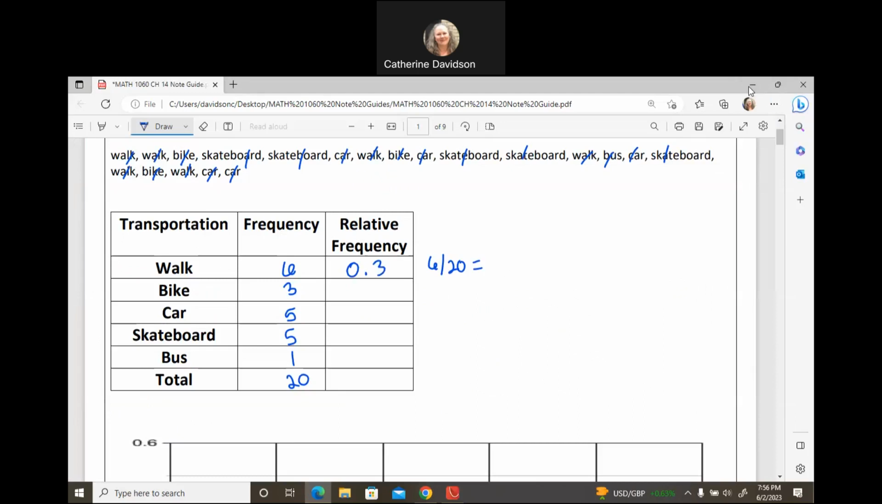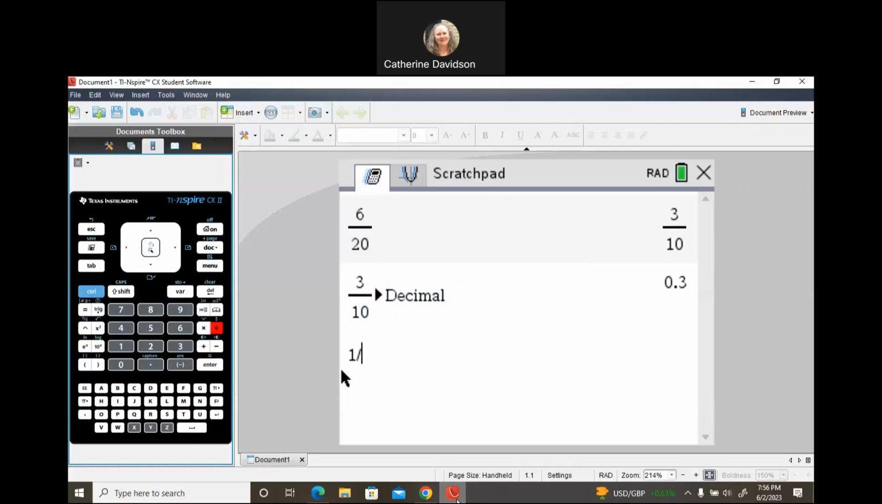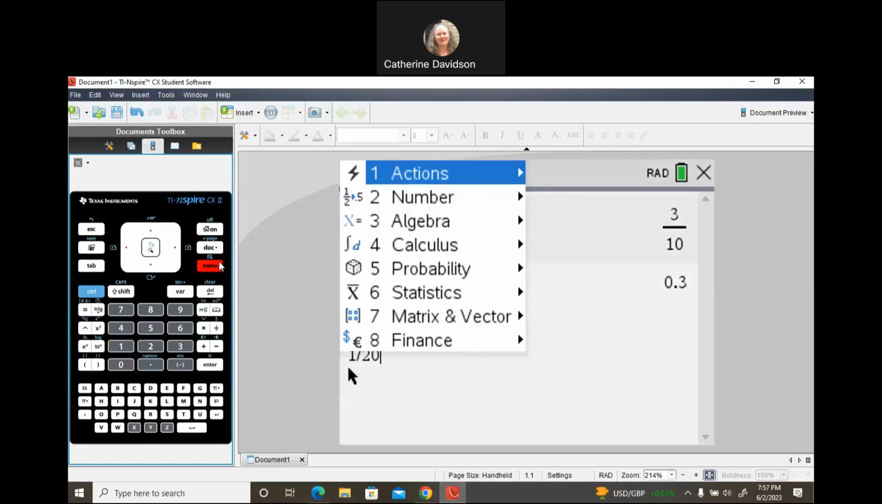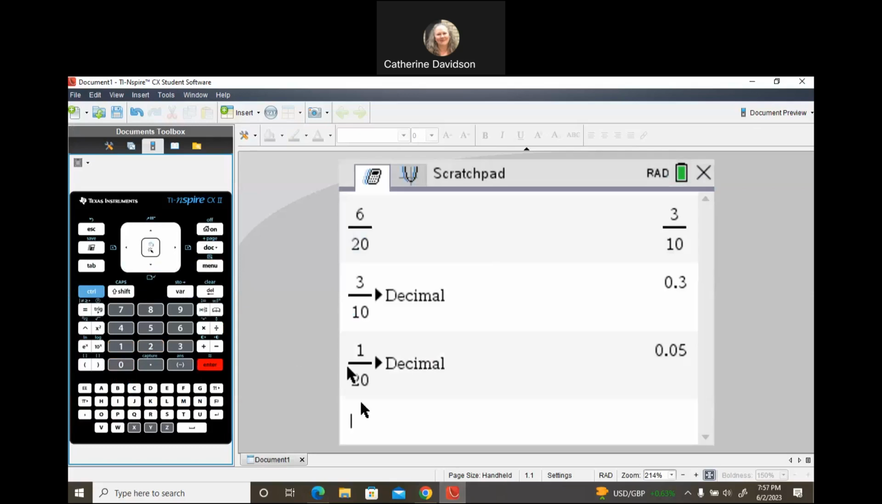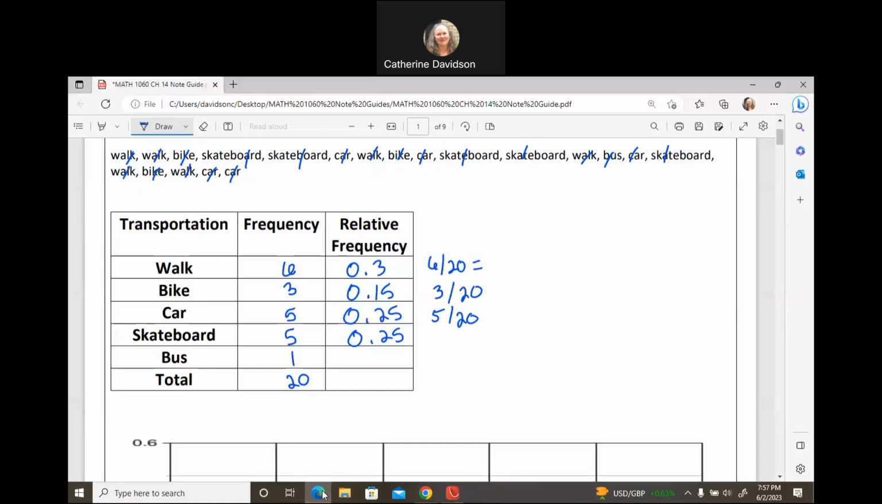So 30% chose to walk. So then we have 3 divided by 20. I'm going to put these in. 5 divided by 20. This is 0.25. And the last one, I'm going to have to do the calculator. 1 divided by 20. It's 0.05. Yeah, 0.05. So that is the relative frequency. Essentially, it is just the fractional part, but it's going to be in decimal form.